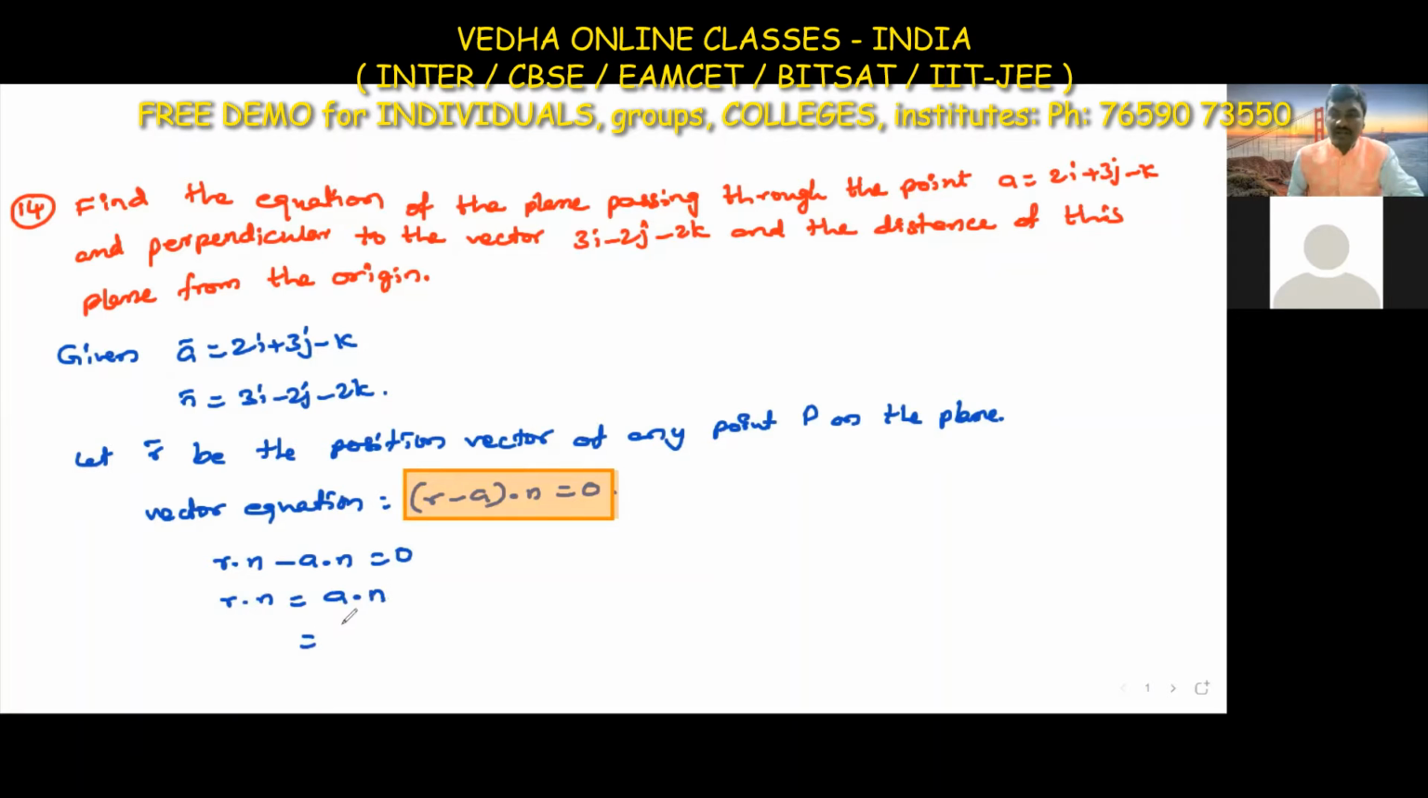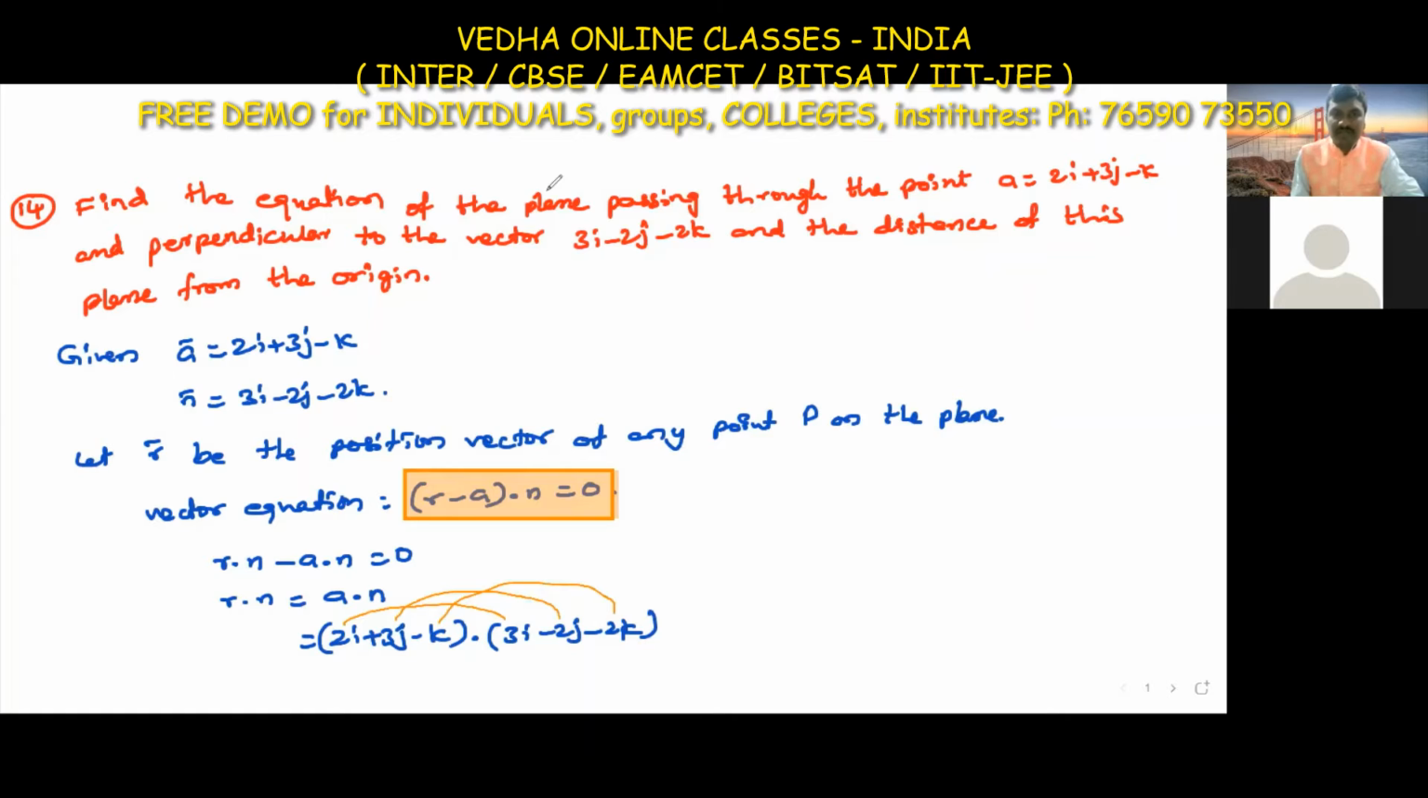Okay, so for A, write the A vector, that is 2i plus 3j minus k, and the dot means keep the dot, and n means the n vector, that is 3i minus 2j minus 2k. Now I am going to find the dot product. Already we discussed the dot product. It is very simple: multiply i coefficient with i coefficient, j coefficient with j coefficient, and k coefficient with k coefficient.